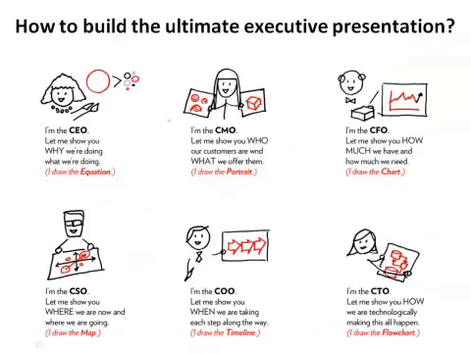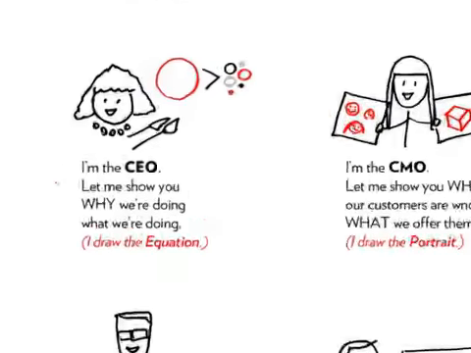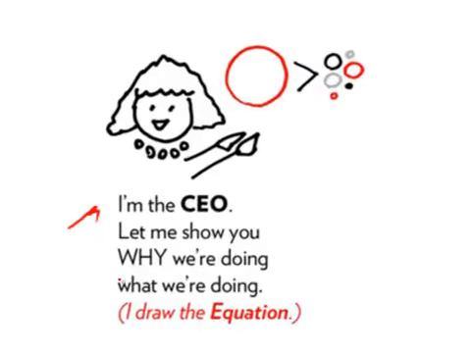Why? Well, look at this. How do we build the ultimate executive presentation? We assign each executive to draw their picture. I'm the CEO. Let me show you why we're doing what we're doing. Well, because this is better than this little mess. I draw you the equation.